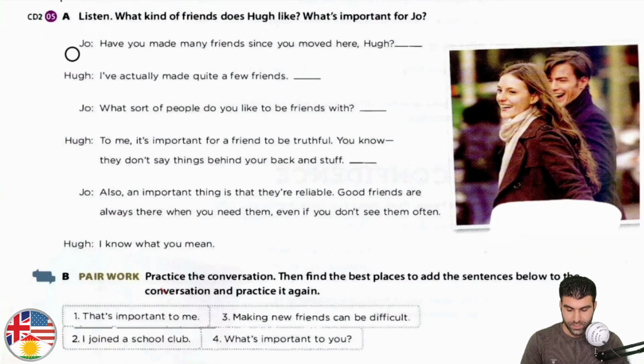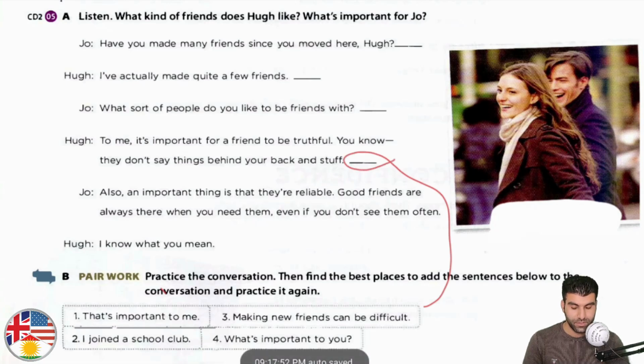So, next section we have part B, which says practice the conversation. Then find the best places to add the sentences below to the conversation and practice it again. We will fill these blanks with them. For example, the first one says that's important to me. The next one, I joined a school club.